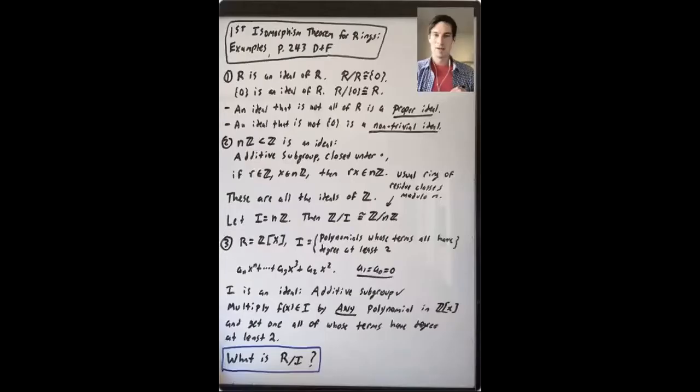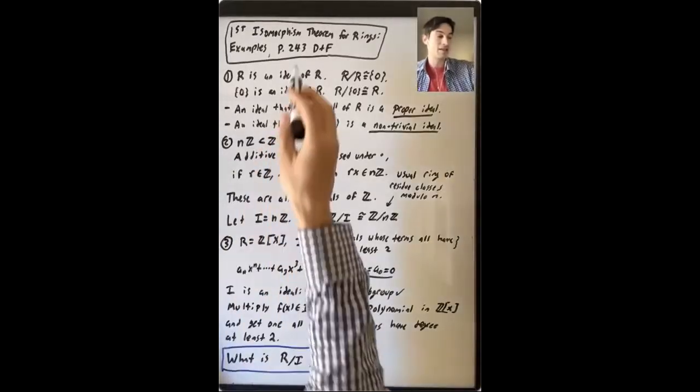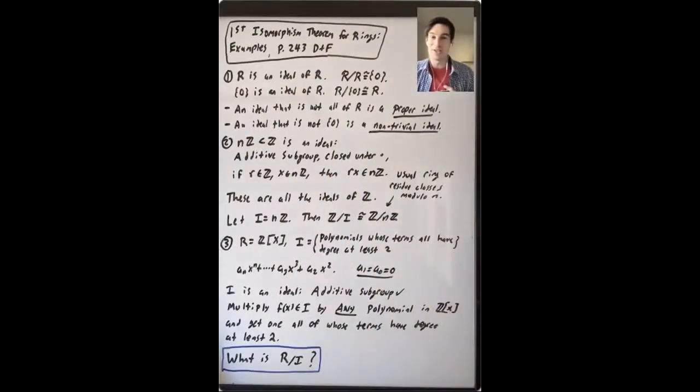In this video, I want to give several examples of the first isomorphism theorem for rings and quotient rings. And this is going to very closely follow the presentation on page 243 of Dummit and Foote. So first, anytime we have an ideal I of a ring R, we can take R mod I and ask, what is it? And apply the first isomorphism theorem for rings.